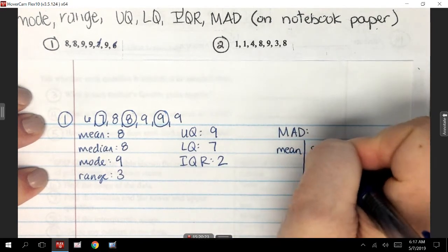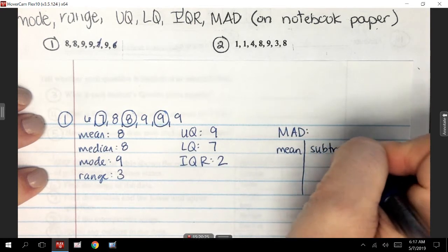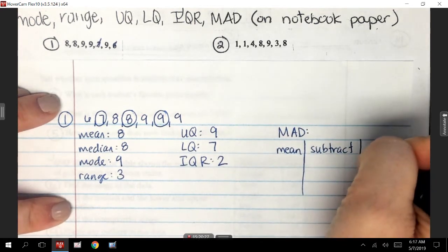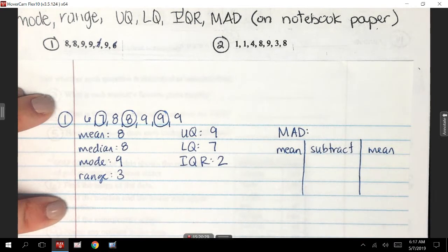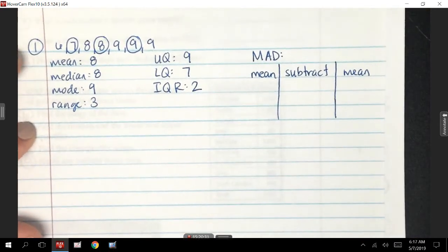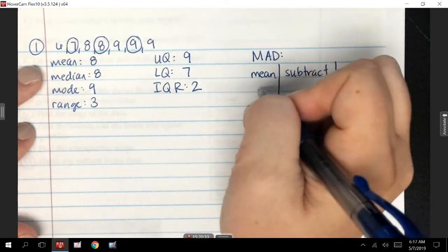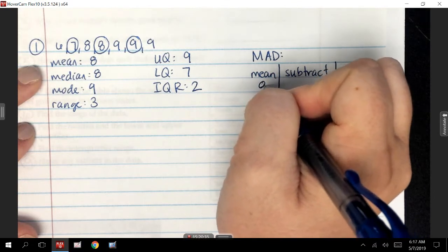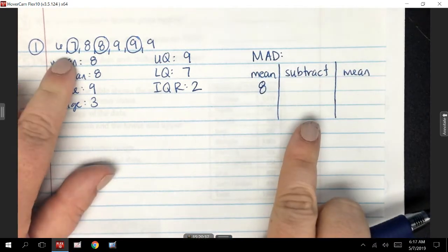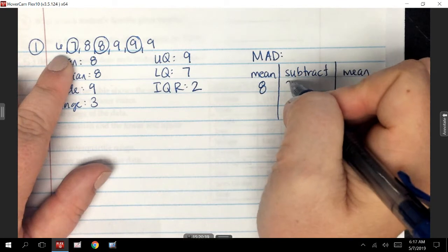Then we subtract, and then we do the mean again. So my mean was 8, so I'm going to start with 6 minus 8. My mean was 8. Let me write that down. There we go. Okay, so I'm going to start with my first number. 6 minus 8 gives me a 2.